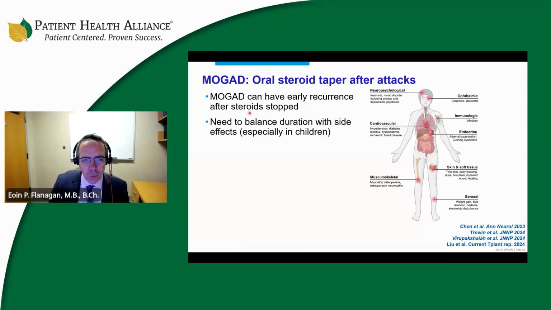So while they do seem to work well for MOG and preventing attacks, we have to be very careful about how long we use them for. Some people will propone to use them for many, many months, but we have some concerns that that might cause a lot of side effects.